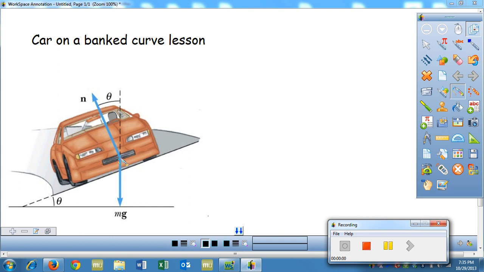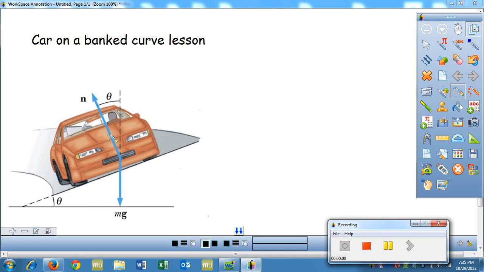So, of course, we look at our free body diagram, and you can see we have mg facing downwards, and we also have the normal force perpendicular to the road facing out. The interesting thing here is that you can do a little geometry, and you can find that theta, the angle of the bank, is also the same theta as the angle of the normal force from the vertical.